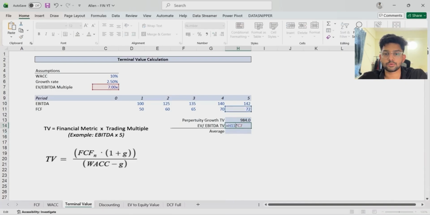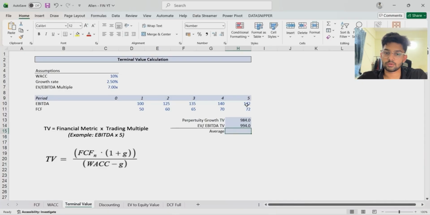Now at this point we have two different terminal values. In practice, analysts either choose the most appropriate method or take an average to balance both approaches. As you can see here, I am taking the average of both values to get a stable estimate. One more important point to understand here is that the terminal value is highly sensitive to assumptions. Even a small change in growth rate or WACC can significantly impact the valuation. So while building models, we have to be very careful with these inputs.